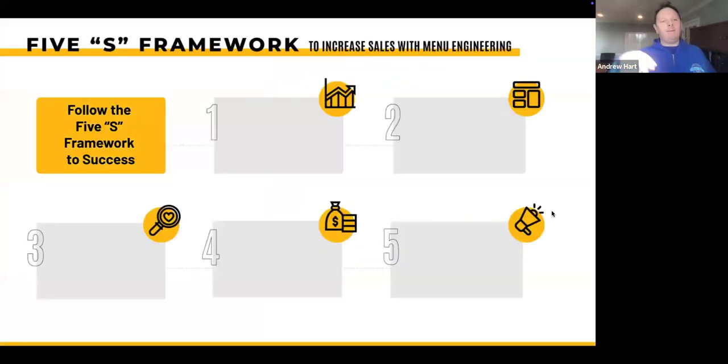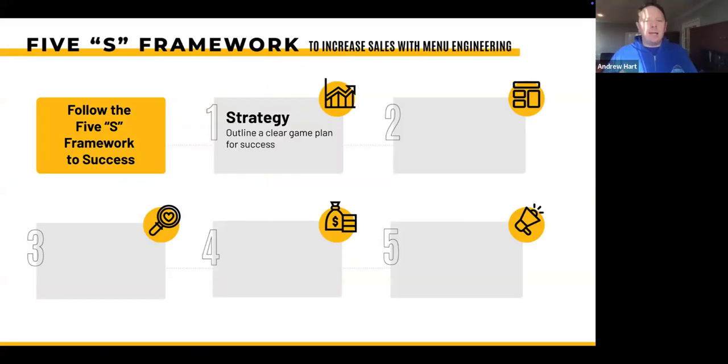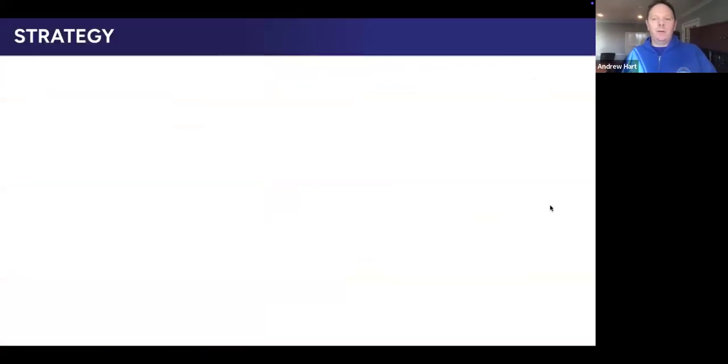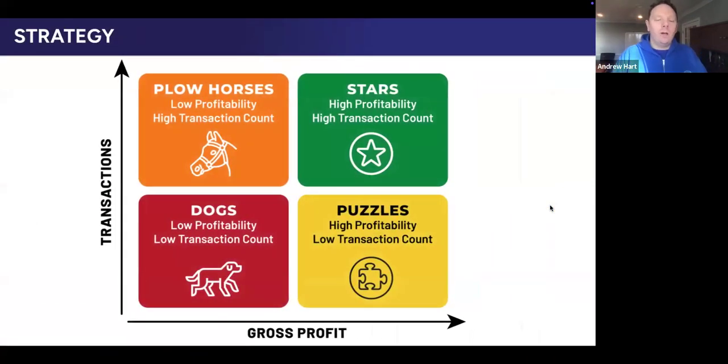So we want to follow our 5S framework to success. The first S is strategy: outlining a clear game plan for success. Some of you might have seen this before. We did not invent this; it has been around for decades. It's just a way to categorize your menu items based on profitability and popularity. So there are stars, dogs, puzzles, and plow horses. Now the goal is for everything to be a star. That's high profitability and high transaction count.